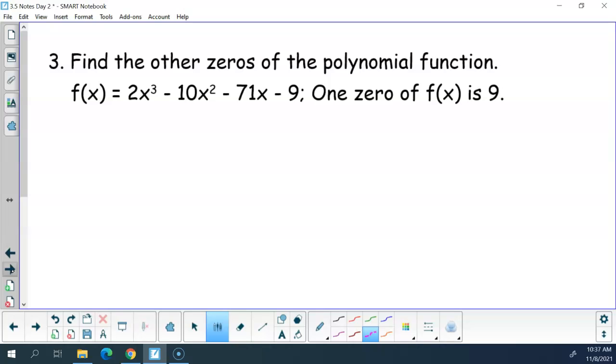Find the other zeros of the polynomial function. F of x equals 2x cubed minus 10x squared minus 71x minus 9.